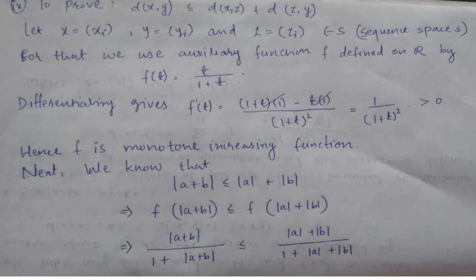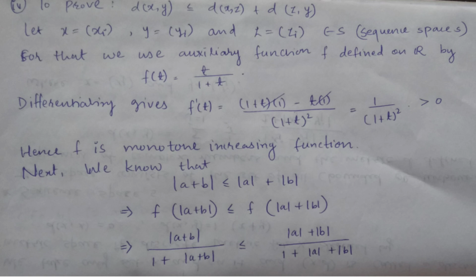Next, we have to prove that this sequence space S with this metric d is a metric space. For that, the first three properties: first, d is a real valued function, and positive, is obvious. The next properties, the third and second property, are very easy to prove. We are going to prove only the fourth property, that is d(x, y) is less than or equal to d(x, z) plus d(z, y).